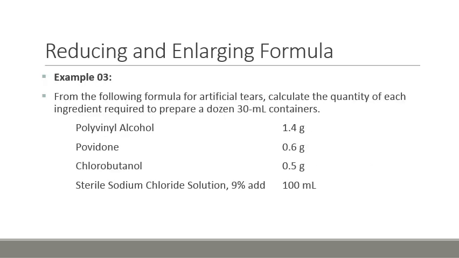The next example is, from the following formula for artificial tears, calculate the quantity of each ingredient required to prepare a dozen 30 ml containers. The quantities of each ingredient include polyvinyl alcohol 1.4 gram, povidone 0.6 gram, chlorobutanol 0.5 gram, sterile sodium chloride solution 0.9% to prepare 100 ml preparation.